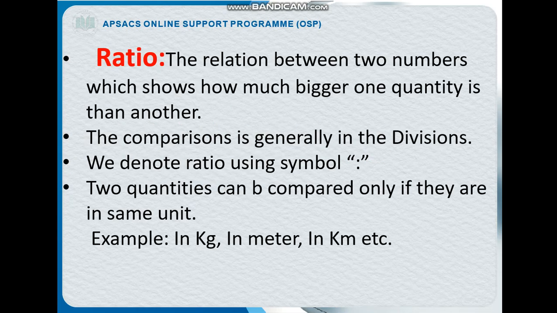What is ratio? The relation between two numbers which shows how much bigger one quantity is than another. The second point is that the comparison is generally in division. Thirdly, we denote ratio using the symbol colon. Then two quantities can be compared only if they are in the same unit, for example, in kg, in meter, in kilometer, etc.